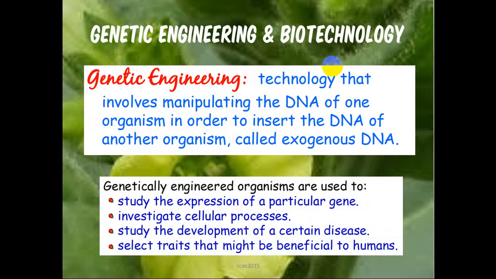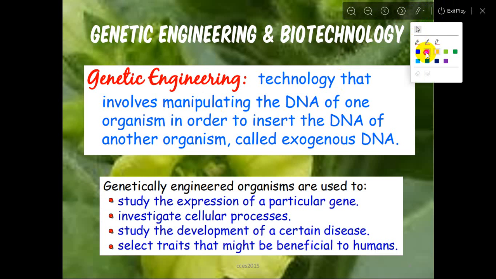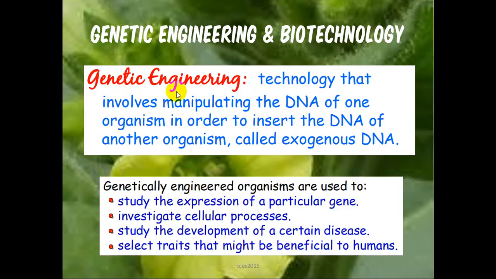So starting with genetic engineering, first of all, what is genetic engineering? Genetic engineering is the technology that involves manipulating the DNA of one organism in order to insert the DNA of another organism, called the exogenous DNA. So what we basically do in genetic engineering is add or insert DNA or remove DNA from a specific organism, and then add that specific DNA to another organism in order to produce a good quality, or improve some specific quality of an organism. So this is called genetic engineering. Here is the definition of genetic engineering.